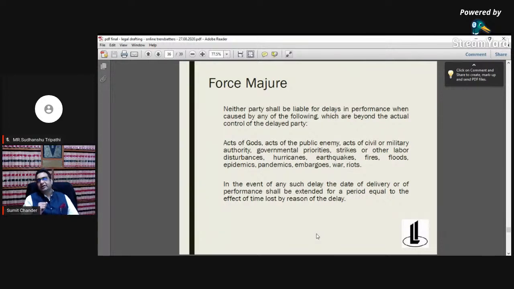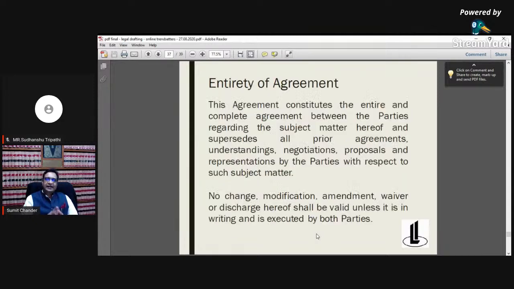Another very important point, a legal point that you must mention in your contracts is the entirety of that agreement. Which agreement? Is there any addendum to those agreements? Is there some more agreements? You must clarify, no, this is the only agreement which is going to be relied upon. Next slide, please.